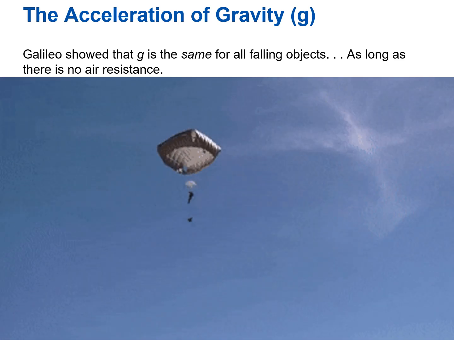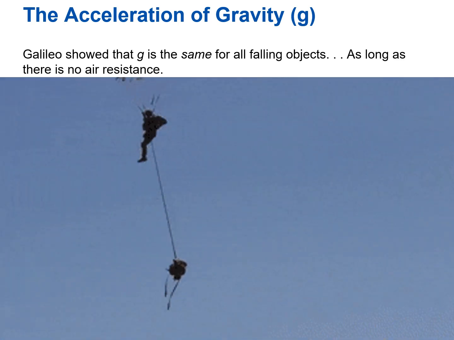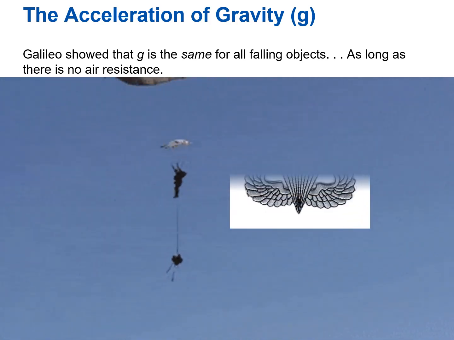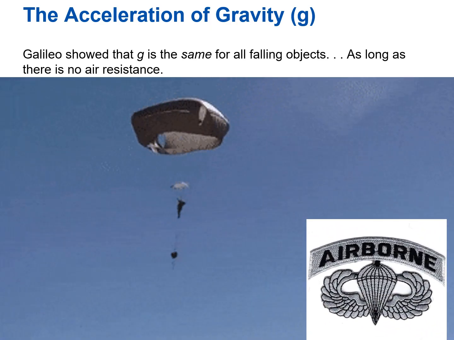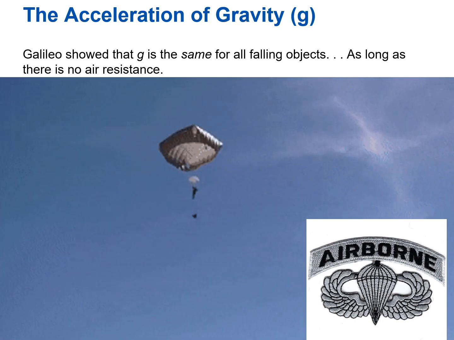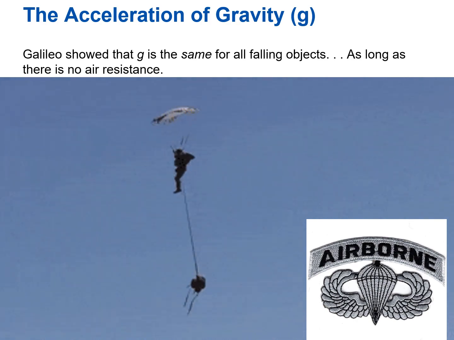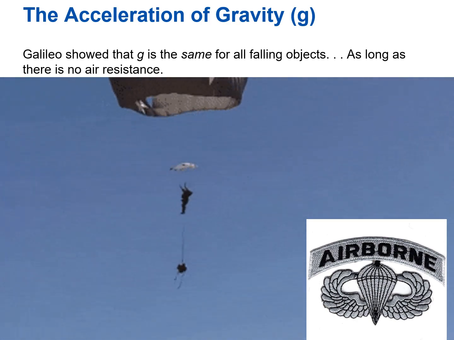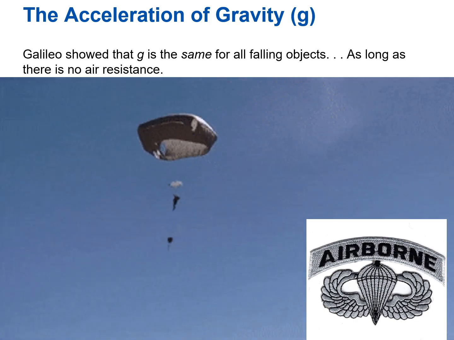Galileo showed that g is the same for all falling objects. Remember g, the acceleration due to gravity, as long as there is no air resistance. And so this is a paratrooper who's jumped out of an airplane, and the purpose of a parachute is to give that air resistance. So he or she is no longer falling at 10 meters per second squared, but is being gradually brought down because of the good air resistance from the parachute.